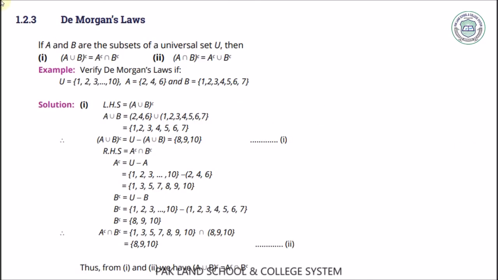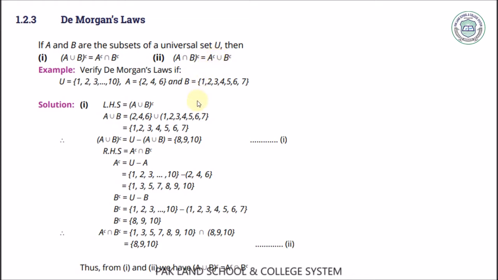Today we will do De Morgan's law. If A and B are the subsets of universal set U, then first is A union B whole complement equal to A complement intersection B complement. Second is A intersection B whole complement equal to the A complement union B complement. This symbol shows the complement.